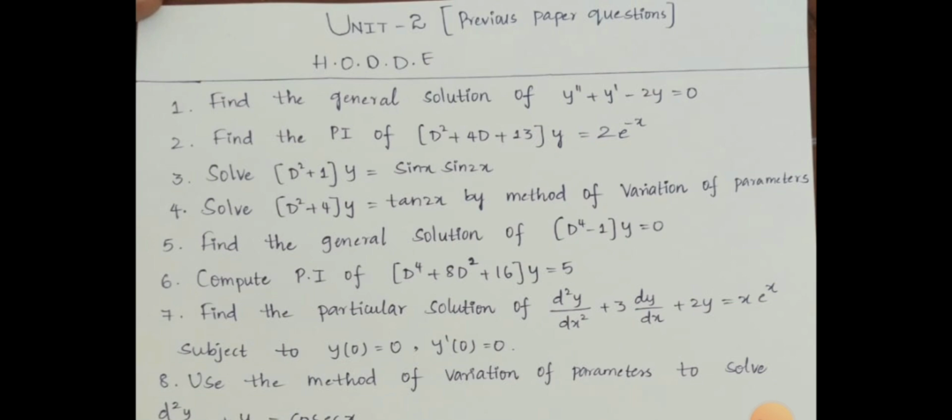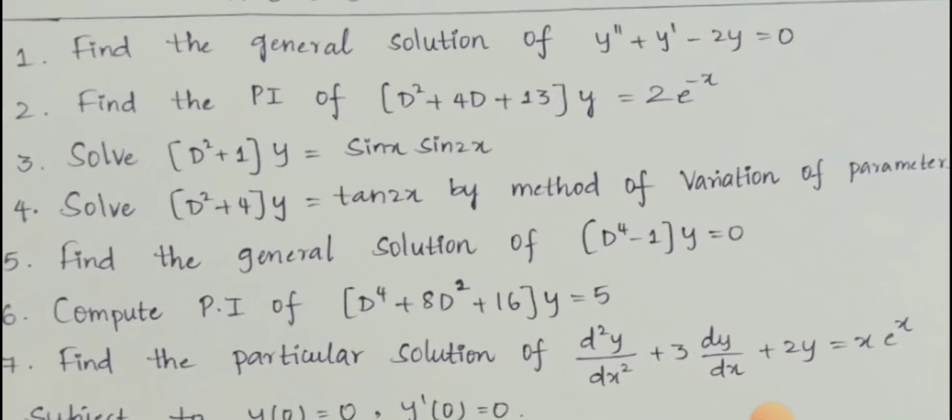The important and most expected problems from second unit in the semester examination. The first one, find the general solution of y double dash plus y dash minus 2y equal to 0. Remember, whenever you are calculating the general solution for higher order, you need to calculate two types of solutions, yc and yp, complementary function and particular integral. So right side is equal to 0 indicates that you are calculating only yc. So better you calculate complementary function for the first problem.